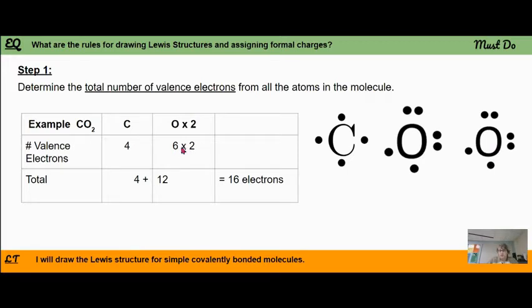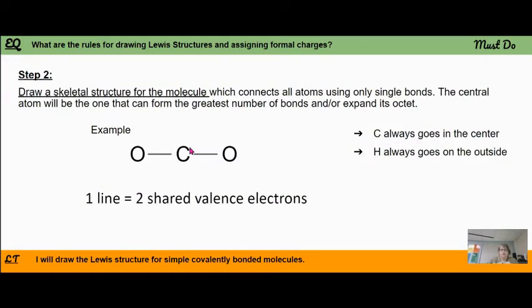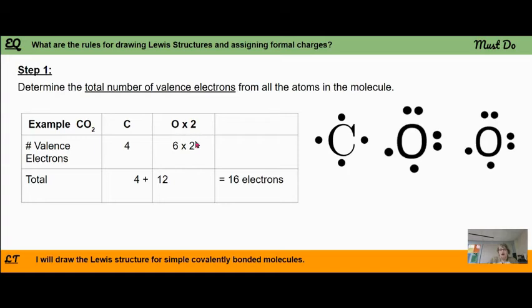So I'm going to multiply the 6 by 2 because there are 2 oxygens. So if I do that, I get 12. Then I'm just going to add them together. The 4 from the carbon, the 12 from the oxygens, and that's going to equal 16 electrons. That is the total number of valence electrons available in this molecule.